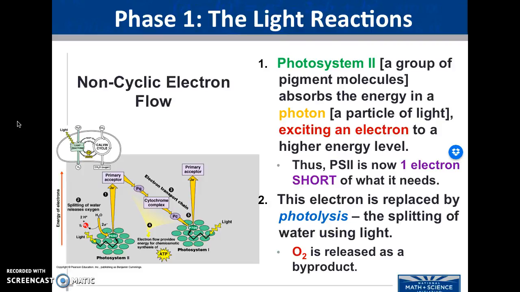In photosystem 2, which is the group of pigment molecules, specifically chlorophyll, it's going to absorb the energy in a photon, which is a particle of light, and it's going to excite an electron, and that electron moves to a higher energy level. Therefore, photosystem 2 has lost an electron. This electron is replaced by photolysis, the splitting of water using light, and oxygen is a byproduct of that.